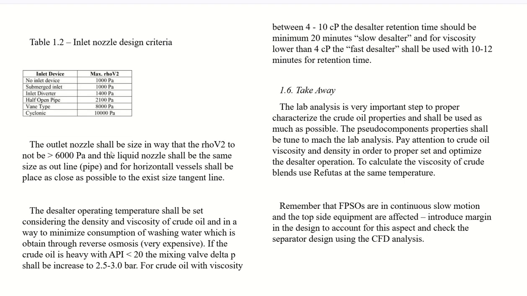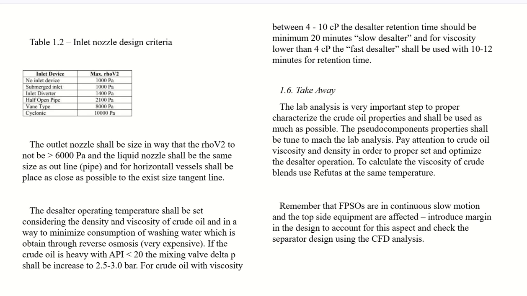Similarly, the outlet nozzle shall be sized in a way that rho v squared should not be greater than 600,000 Pa momentum, because it should not create stress in the nozzle, and stress-related fatigue should not be in the pipes on the nozzles. Okay, so it's very clear about the nozzles on the vessel.